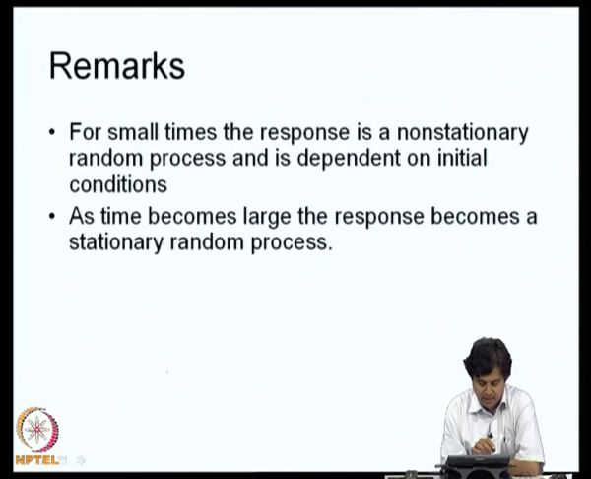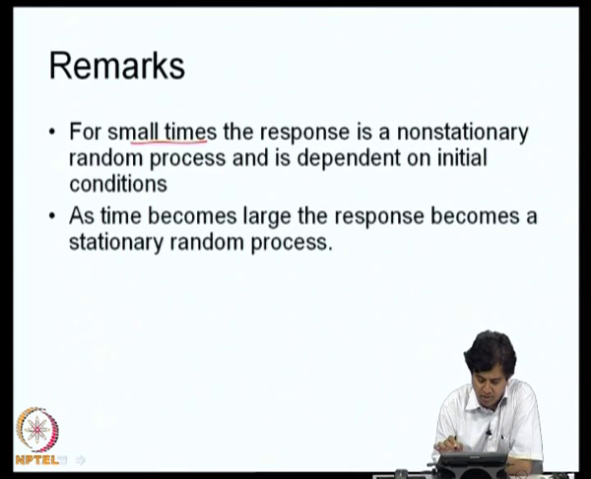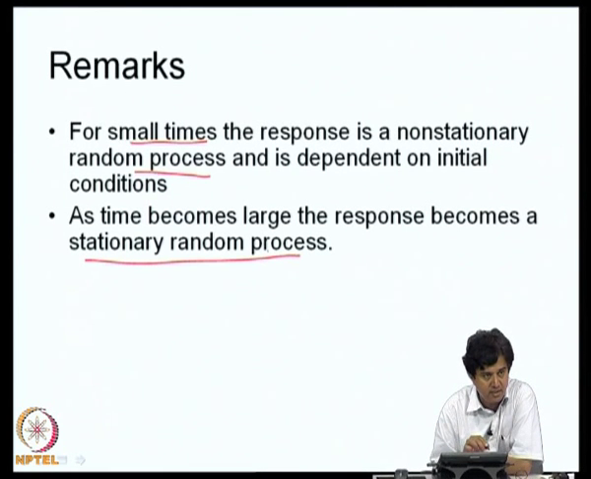That means we can make some remarks that, now for small times the response is a non-stationary random process and is dependent on initial conditions. As time becomes large, the response becomes a stationary random process and is independent of initial conditions. So, this reminds us of the steady state that we talked about under harmonic excitations for linear systems. So, when this happens, that means as time becomes large, the mean is anyway 0 and the covariance becomes a function of time difference, we say that the system has reached a stochastic steady state.